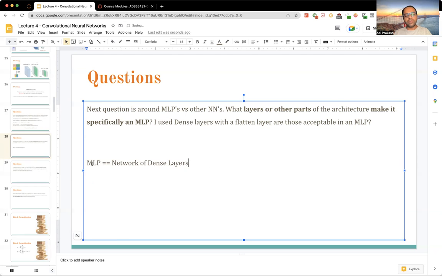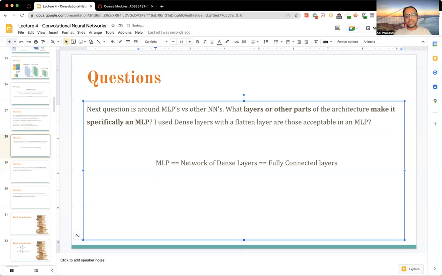Actually, very, very rarely do people use the word MLP these days. They will either call it a fully connected network, or a network of dense layers, or fully connected layers or something like that. These are the same things. So multi-layer perceptron just means that you have multiple dense layers, but no other layer specifically denotes this.